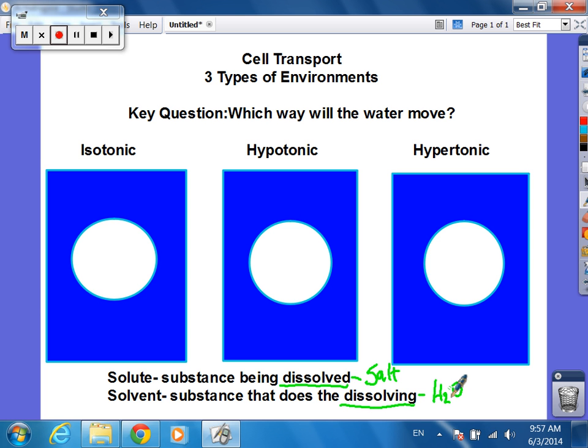Our first environment is isotonic. Iso means the same, and so you will have equal amounts of solute in the solution and in this case, in reference to the cell. So if the solution has 20% solute, we'll say salt, then it has 80% water. And because this is isotonic, you'll have the same inside the cell.